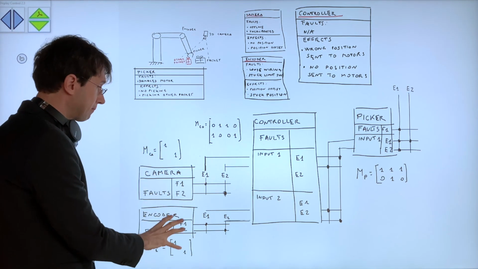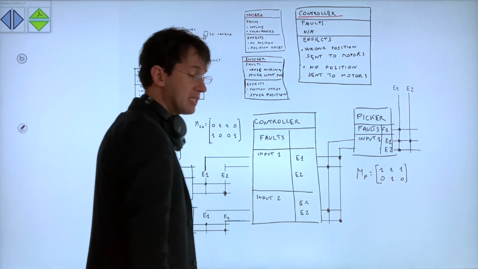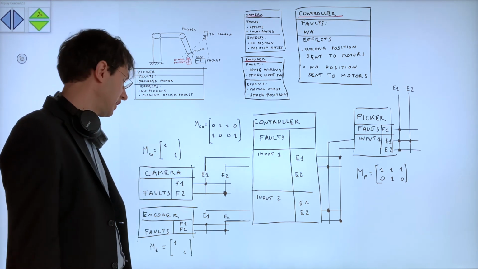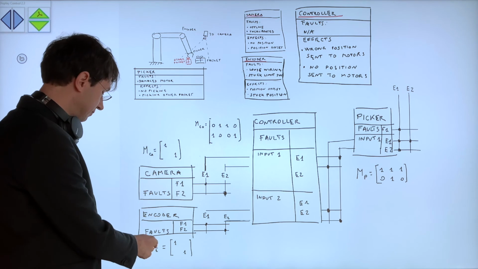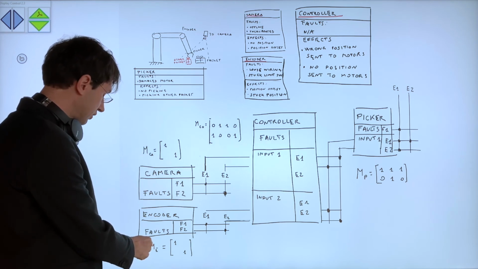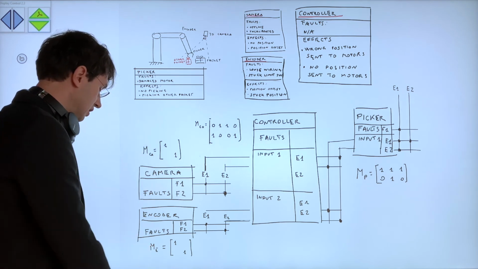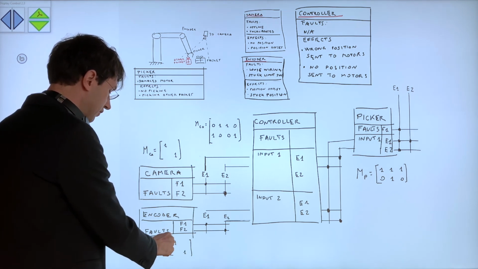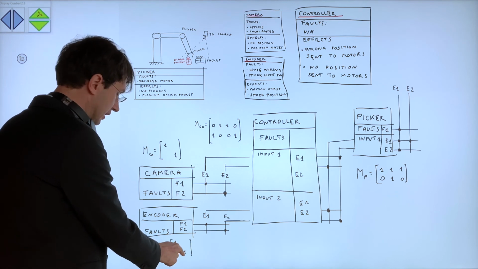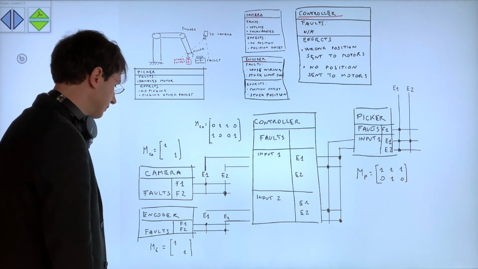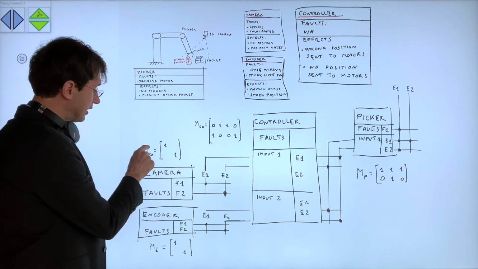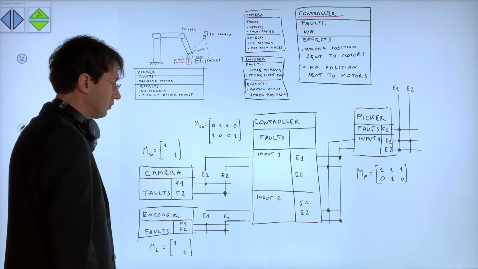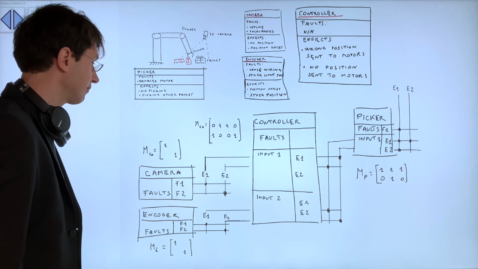So now that we have drawn this, we can start to formalize it and prepare for the logical computations by defining the fault effects matrices at local level. So we have the matrix for the encoder, which is a diagonal matrix, because the first fault is causing the first effect, the second fault the second effect. Similarly for the local matrix of the camera: first fault, first effect, second fault, second effect.